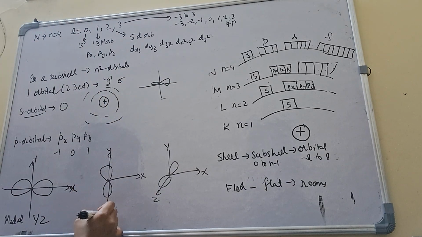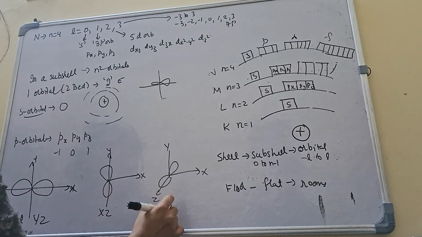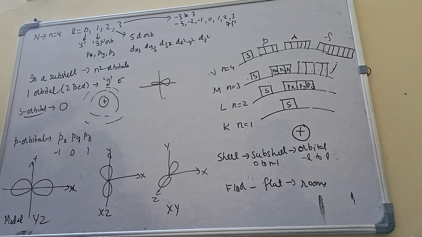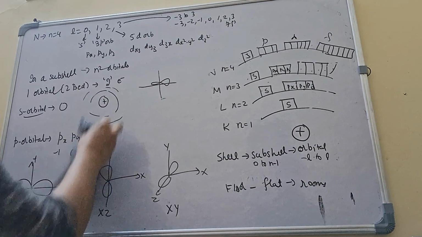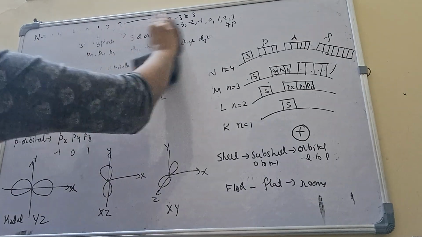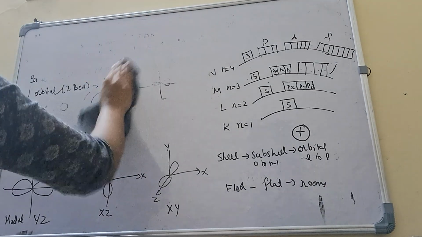If it is along the y-axis, what is the nodal plane? XZ plane. And if it's along the z-axis, XY is the nodal plane. Alright, so this is about the shape of p orbitals. Now let us talk about the shape of d orbitals.